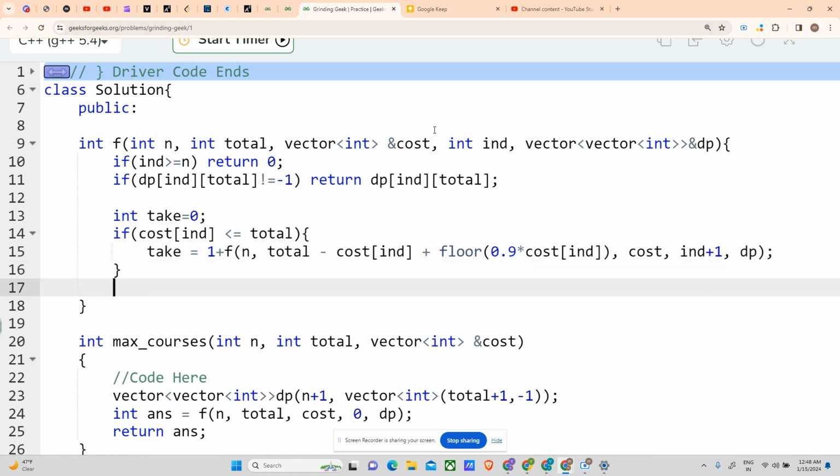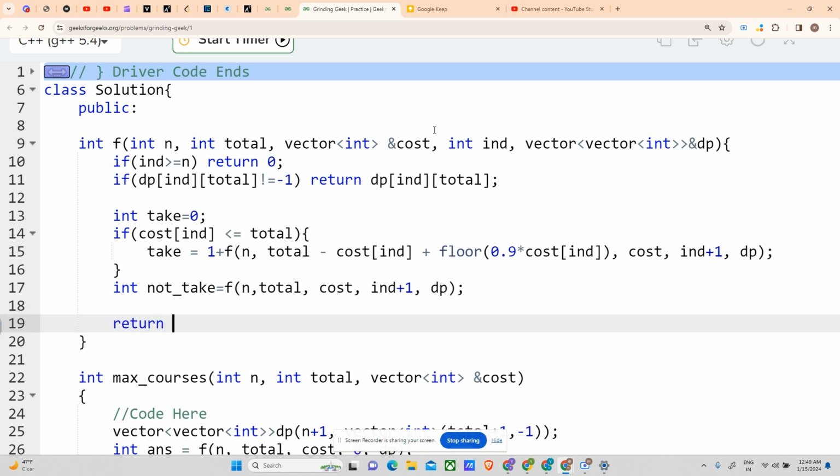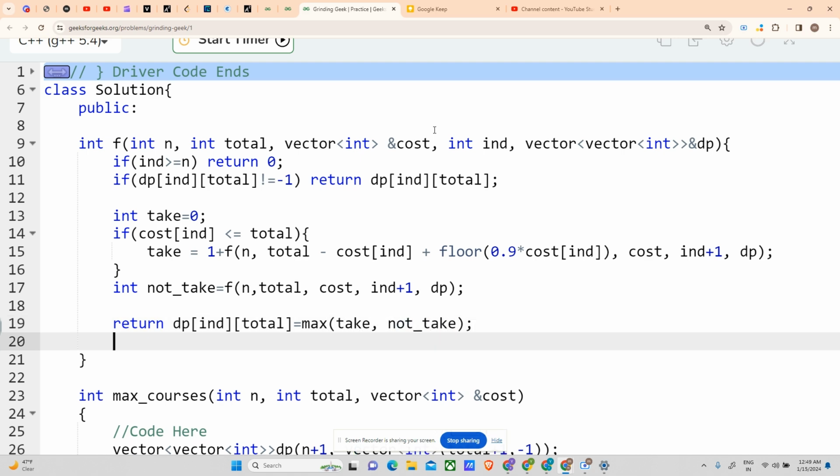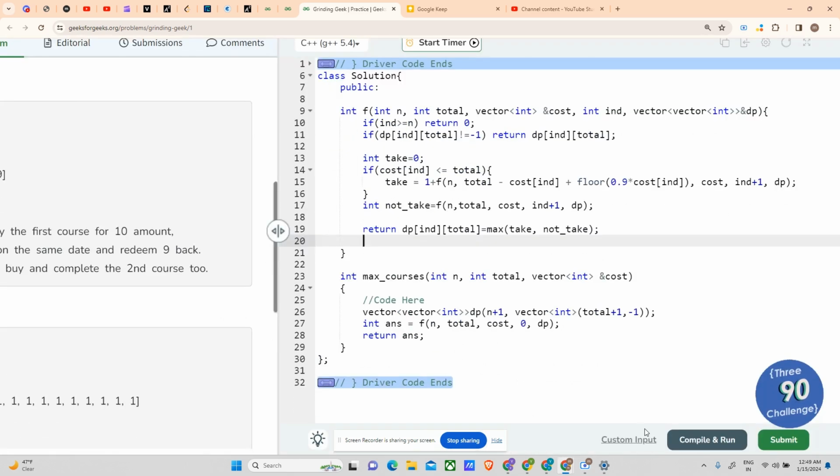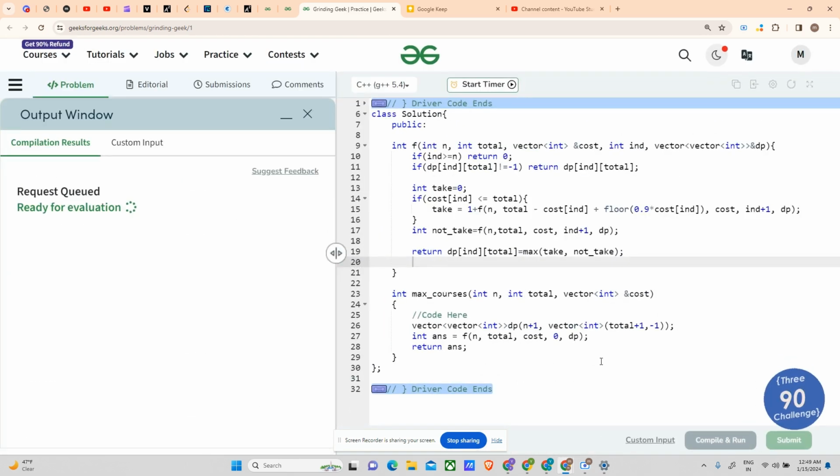Okay, this is for my take, and my not take will be simply written as f of n, same total, same cost. Now the index will be incremented and the rest of the things are the same. And at last update your dp array, dp of index total equals max of take and not take, and return it. Okay, this is our whole code. Hope it runs, running compile and run on it.